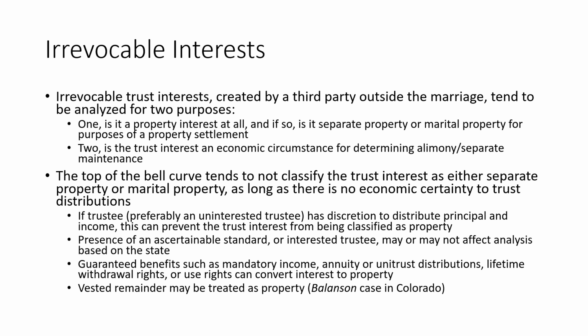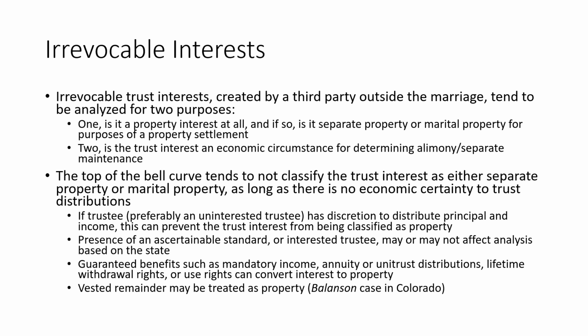But there's a lot of factors that come into play. The top of the bell curve here is that trust interests usually are not classified as property at all. They won't be separate property or marital property or even property as long as there's no economic certainty to the trust distributions. What I mean by that is that if you have a trustee, preferably a trustee who's not a beneficiary, i.e. who is uninterested, and that trustee has discretion to distribute principal and income, then since there's no guarantee that the trustee would distribute any principal or income, that can prevent that trust interest from rising to the level of being property.